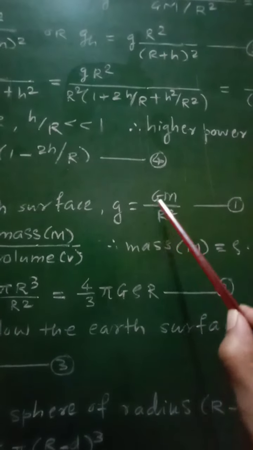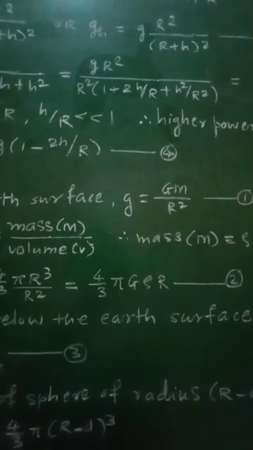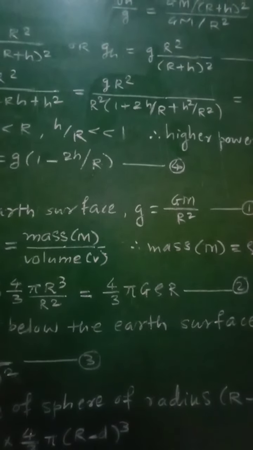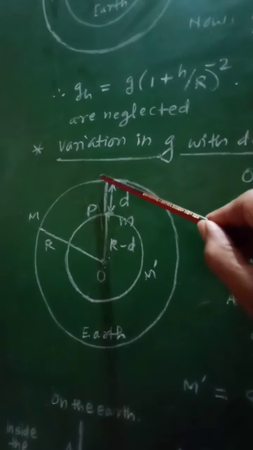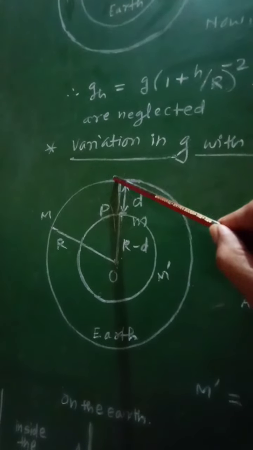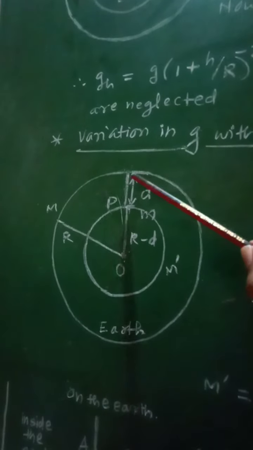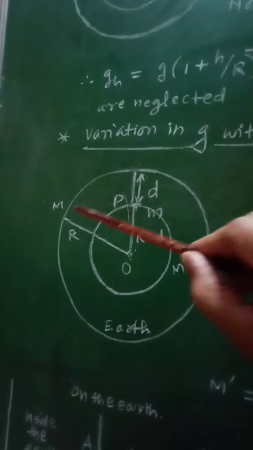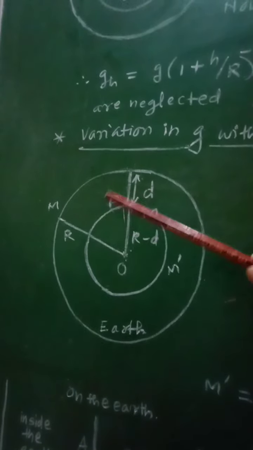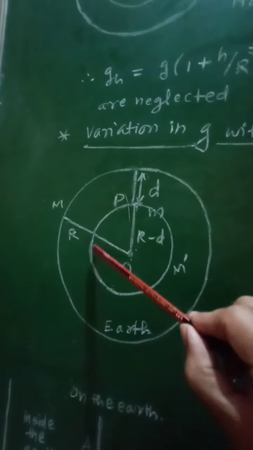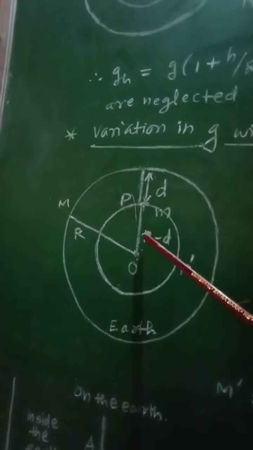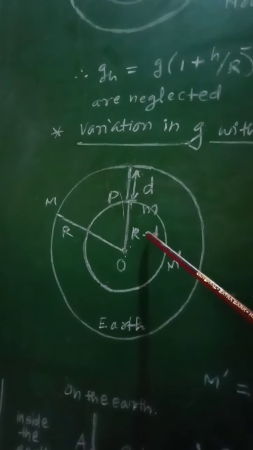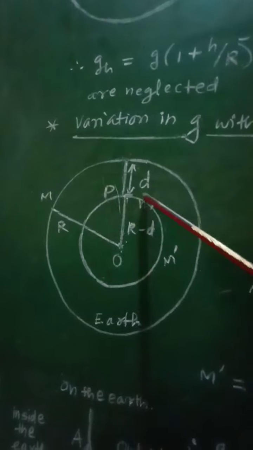So this g will be equal to GM by r square, and that is the acceleration when that body of mass m is placed on the Earth's surface. Now we have to take that body from the Earth's surface to some depth d. So this distance will be the depth, so that if the radius of the Earth is equal to r and this depth is equal to d, therefore if we draw another sphere inside the Earth, then its radius will be equal to r minus d. Radius of the Earth minus depth, that will be the radius of this inner sphere.